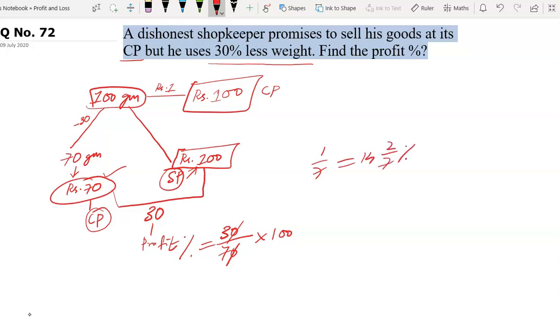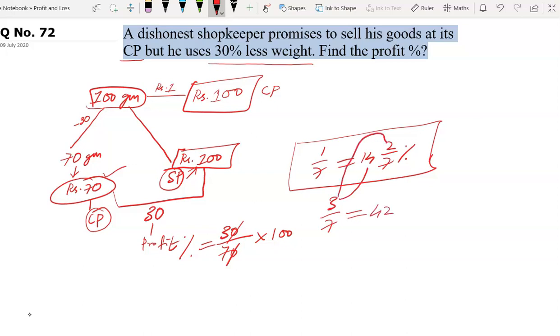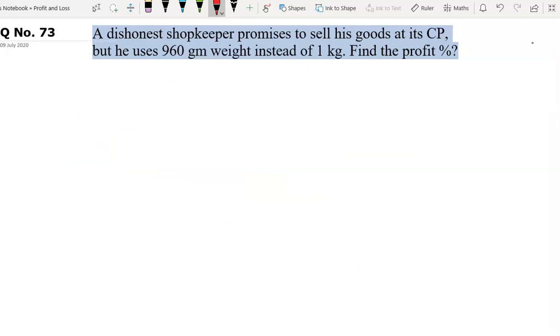This is the base unit which we have learnt in the percentage concept. So 3 by 7 will be how much? We will multiply 3 into 14, which is 42, and 3 into 2, numerator 6, and the denominator will be the same, so 42 6 by 7%. So this is our answer. Question number 73.